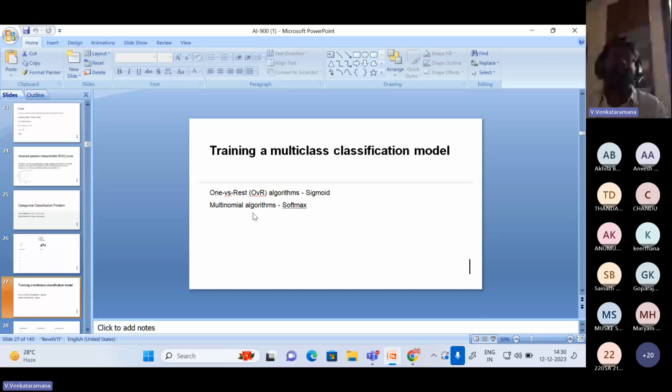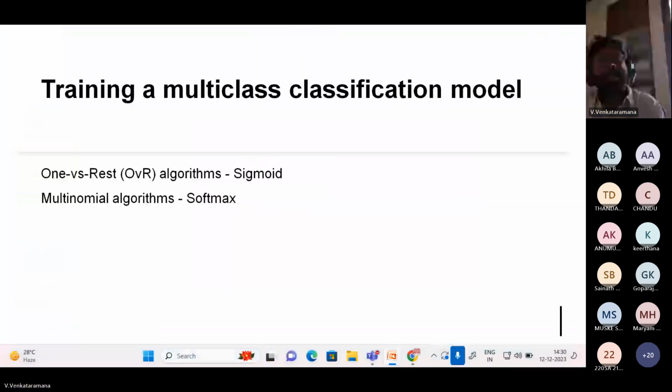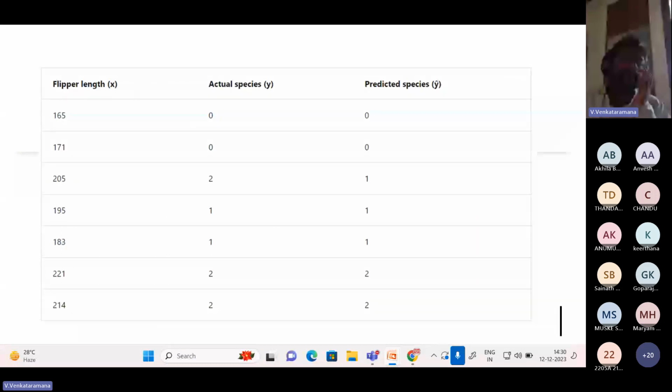Now coming to our model performance. When the flipper length is 165, your actual species is 0. When the flipper length is 205, your actual species is 2. When the flipper length is 183, your species type is 1. I said previously what 0, 1, and 2 mean: 0 means Adelie, 1 means Gentoo, and 2 means Chinstrap. These are the different types of penguins. So this is the data.